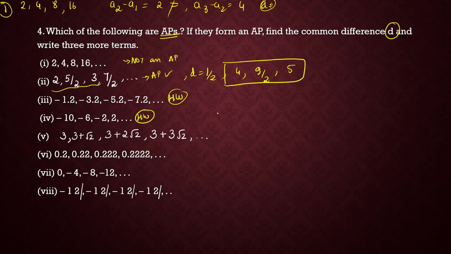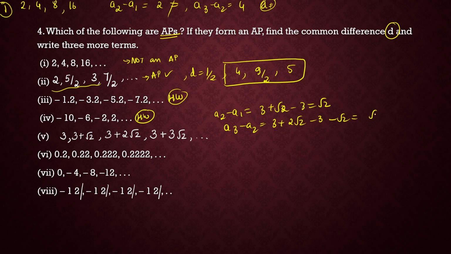In the fifth problem, let's find a2 minus a1. That is equal to 3 plus root 2 minus 3, which is root 2. Now a3 minus a2 is equal to 3 plus 2 root 2 minus 3 minus root 2, so that is root 2 again. Again a4 minus a3 is also root 2. So from this you get that the common difference is equal to root 2.